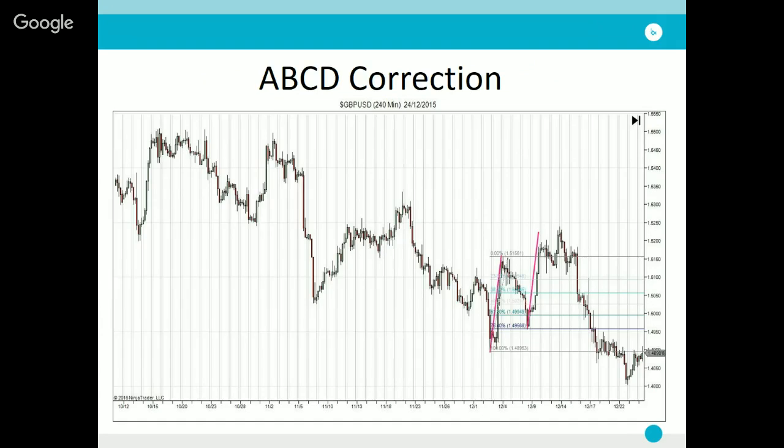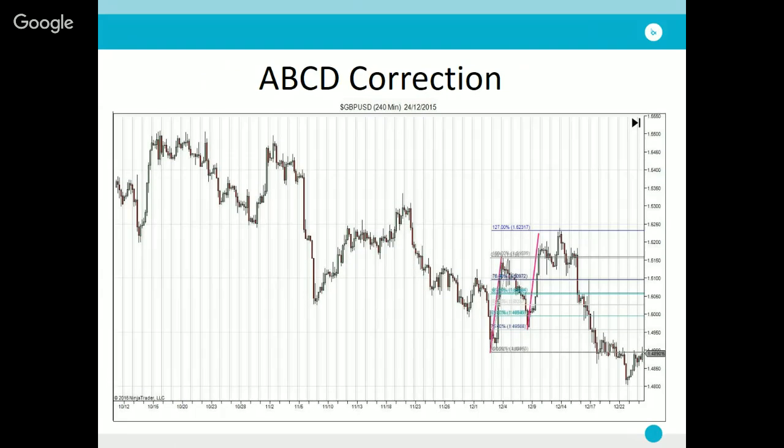So again, we get that initial correction from the BC leg back into the 78.6% retracement of the AB leg. We then clone this initial move, the AB leg, project it from the C point, and you can see that price trades all the way up into that level. And we get confluence there with the 127% extension of that initial AB leg. Okay, so this is obviously an example of trading the ABCD pattern within a trend structure.